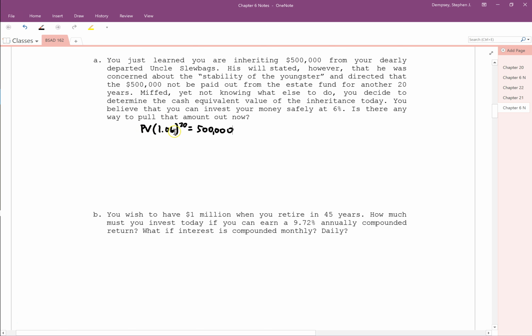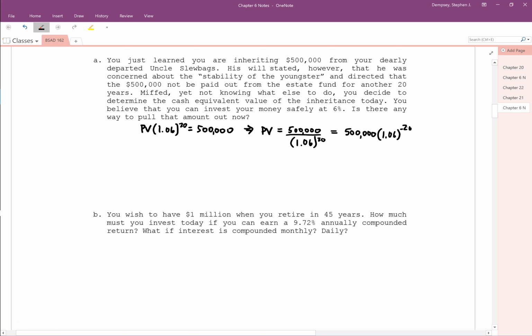The way you would solve this algebraically is first solve for this piece, 1.06 to the positive 20, and divide it into this piece, 500,000. Or, notice this, the way to write that then is that present value is equal to 500,000 divided by 1.06 to the 20th power. And another way of writing that, which I prefer, is 500,000 times 1.06 to the negative 20.